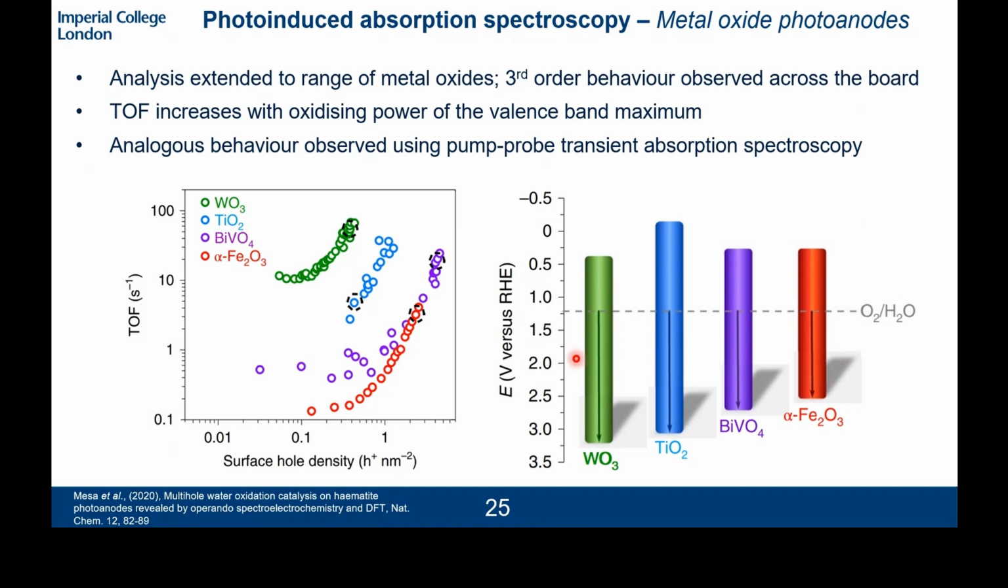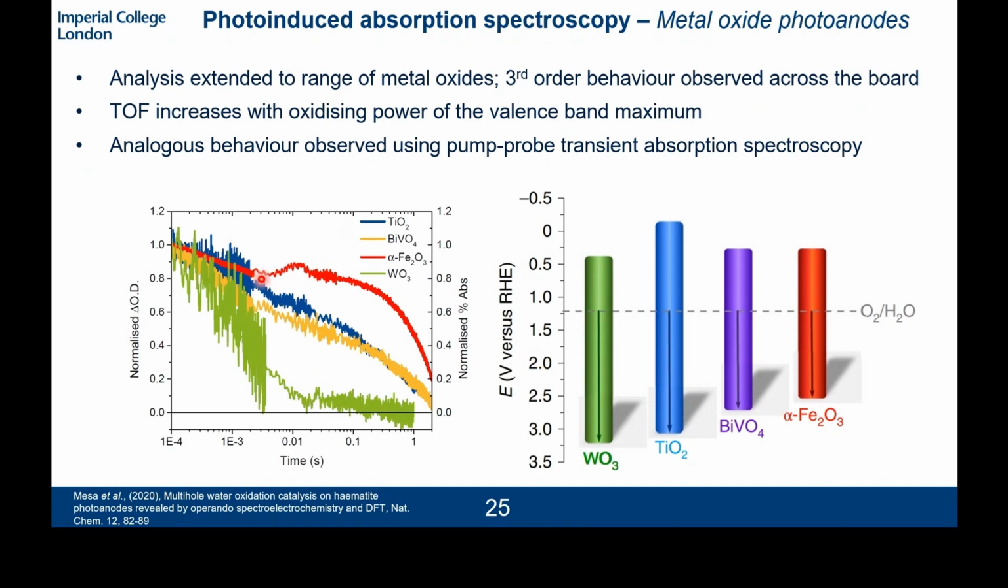Okay. And then if we look at the transient absorption spectroscopy, back to what I was telling you before, these are the kinetic traces of these hole carriers. And we see here, hematite is really slow. Bismuth vanadate here, similar, I guess, to hematite. Titanium dioxide. And then tungsten trioxide is much, much faster in terms of its water oxidation rate constant. We see here by 10 milliseconds, all of those hole carriers have been transferred to water.